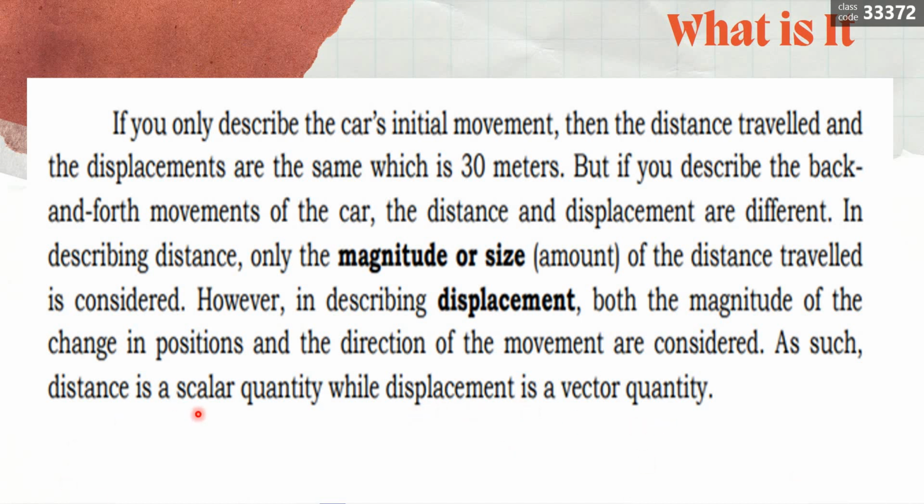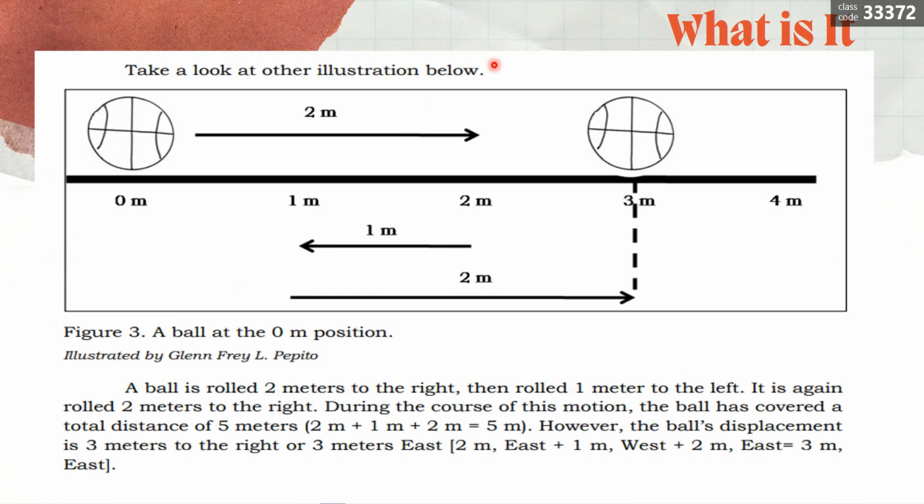When we say scalar, we talk about only the magnitude or size. When we say vector, it involves the magnitude and the direction of the movement of the given object. Take a look at the other illustration below.